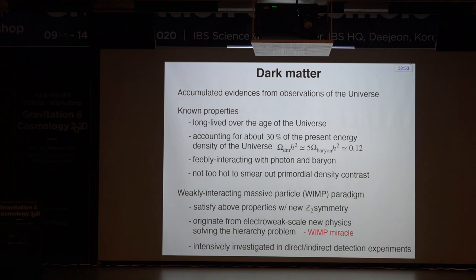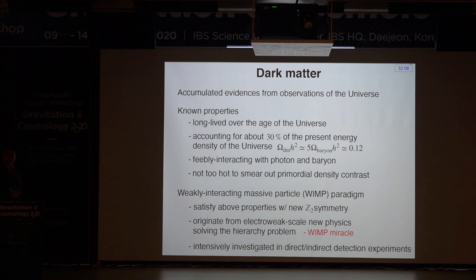From a top-down point of view, or precisely speaking, from the particle physics point of view, the weakly interacting massive particle, WIMP, has been a paradigm. This is basically because we have another reason in particle physics to have a new particle at the electroweak scale, as the origin of electroweak symmetry breaking, and this new physics can provide a dark matter candidate called the WIMP and naturally explain its correct relic abundance. I mean, explain why dark matter accounts for 30% of the energy budget of the universe. And we have made many attempts to find WIMPs. Unfortunately, there has been no convincing signal yet.